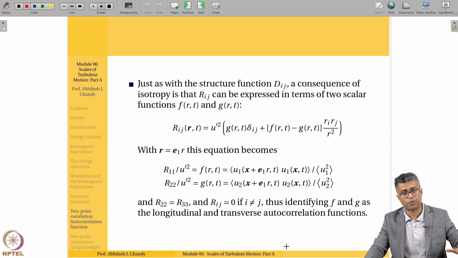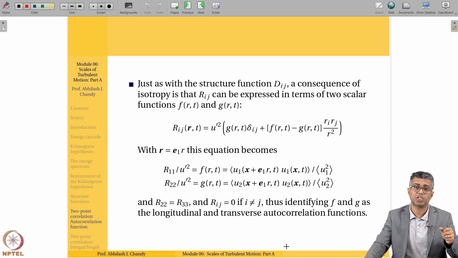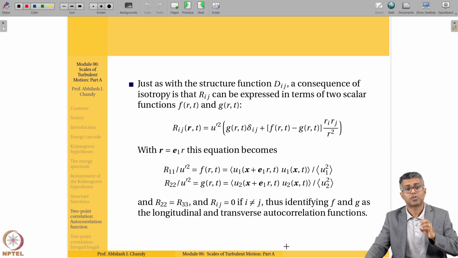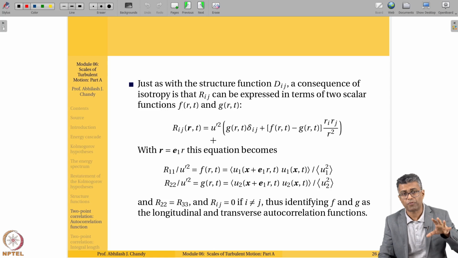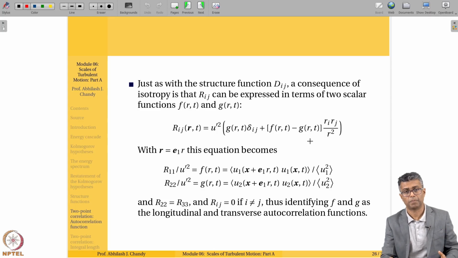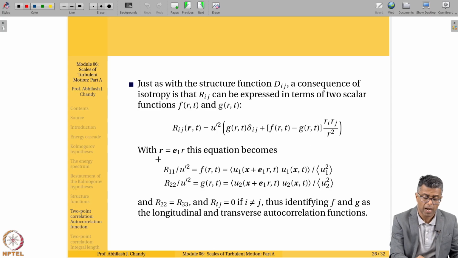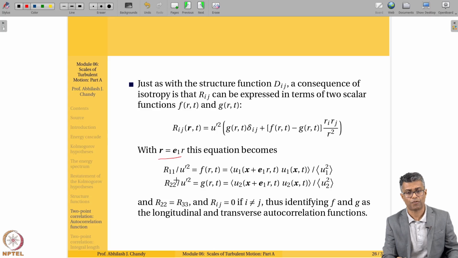So just like with the structure function, because of isotropy, Rij can be expressed in terms of two scalar functions. Earlier, we expressed Dij in terms of DLL and DNN. So similarly, we are going to express Rij as u prime squared times g(r, t) delta ij, plus (f(r, t) minus g(r, t)) times ri rj divided by r squared. Now if you choose your coordinate system such that r is equal to e1 r, then this equation becomes R11 over u prime squared is f(r, t), and R22 over u prime squared is g(r, t), and given by this, isn't it?